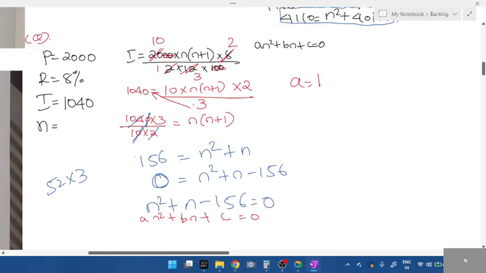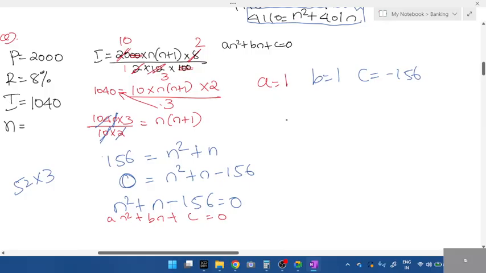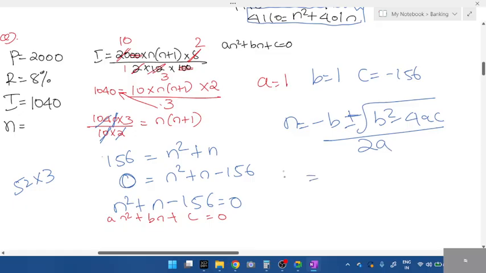Look at this. All of you stop writing. a is 1. What is b? b is also 1. And what is c? Minus 156. So what's the formula we use? n is equal to minus b plus minus square root of b square minus 4ac divided by 2a. Let me solve. Just look at the screen. Minus b is minus 1 plus minus square root of b square is 1 square. How much is 1 square? 1 square is 1, right? Minus 4 into 1 into c. How much is c, students?